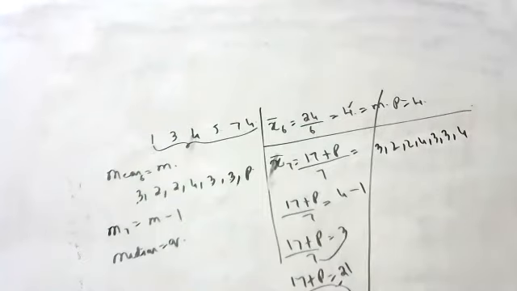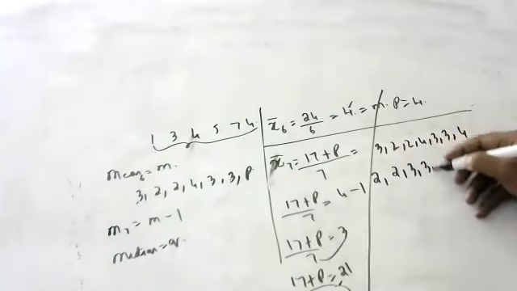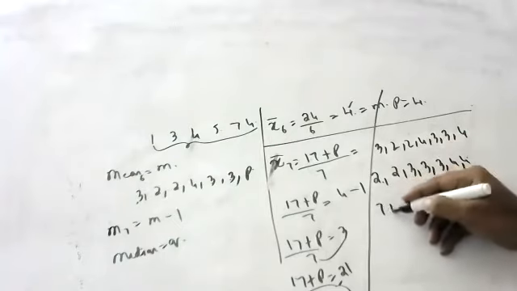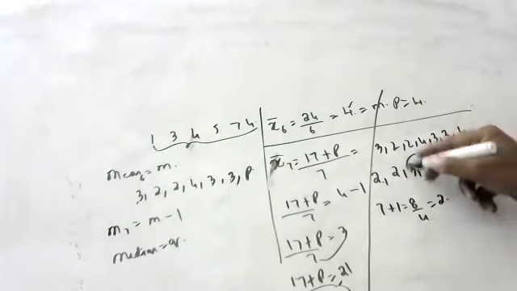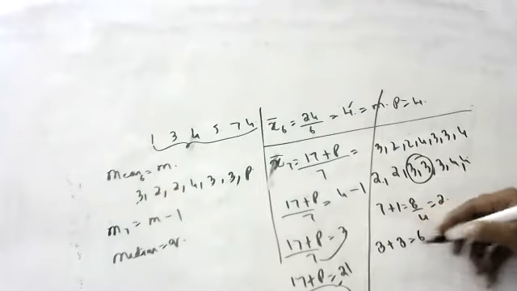Arrange them in increasing order: 2, 2, 3, 3, 3, 4, 4. 1, 2, 3, 4, 5, 6, 7, so 7 are there. 7 plus 1 is 8, 8 by 2 is 4. The middle two numbers are medians. What are the middle two numbers? 3 plus 3.